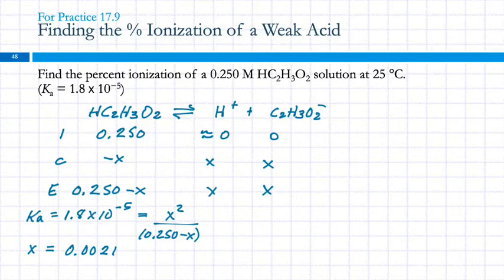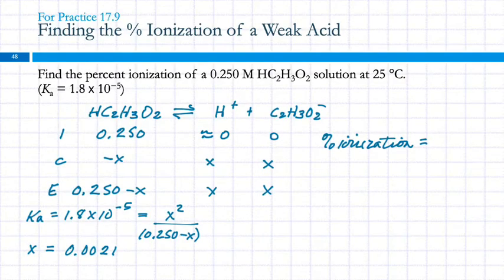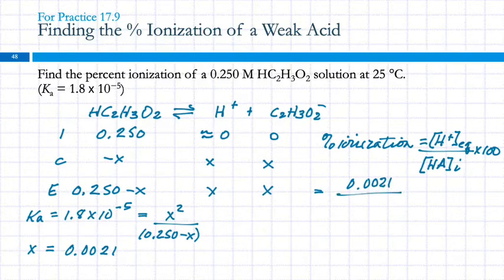So that's great and everything, but what did we actually need out of that? Percent. So we want the percent ionization, which is equal to the amount that's ionized. So we're looking at H plus concentration at equilibrium divided by our acid concentration initially, times 100. So 0.0021 divided by 0.250 times 100 is 0.84%. And yes, that is a very small percentage.